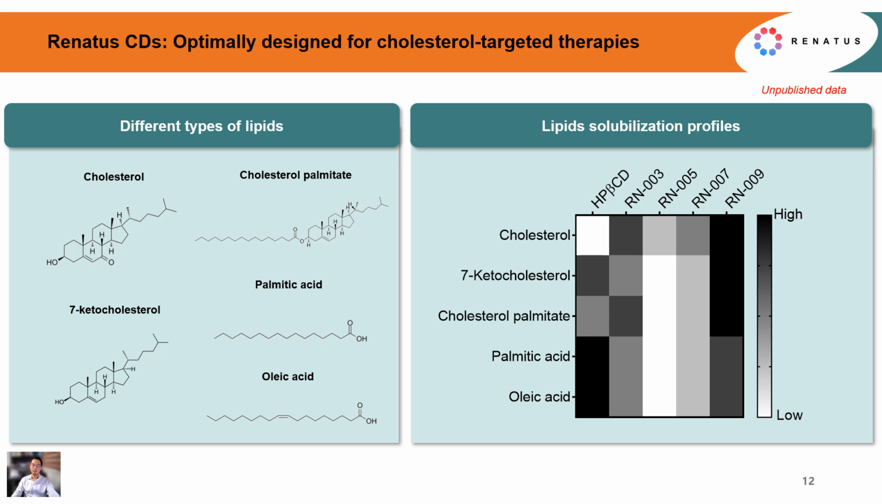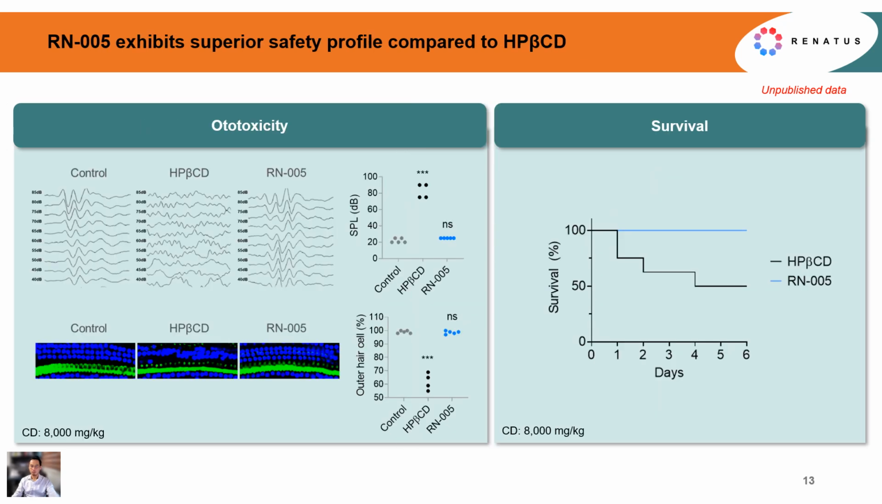These variations suggest that each Renatus cyclodextrin may have a differential mode of action in the context of cholesterol modulation, making them valuable candidates for testing in different cholesterol-related disease conditions to optimize therapeutic potential. The physicochemical properties of Renatus cyclodextrin improve not only therapeutic efficacy but also the safety of the treatment.